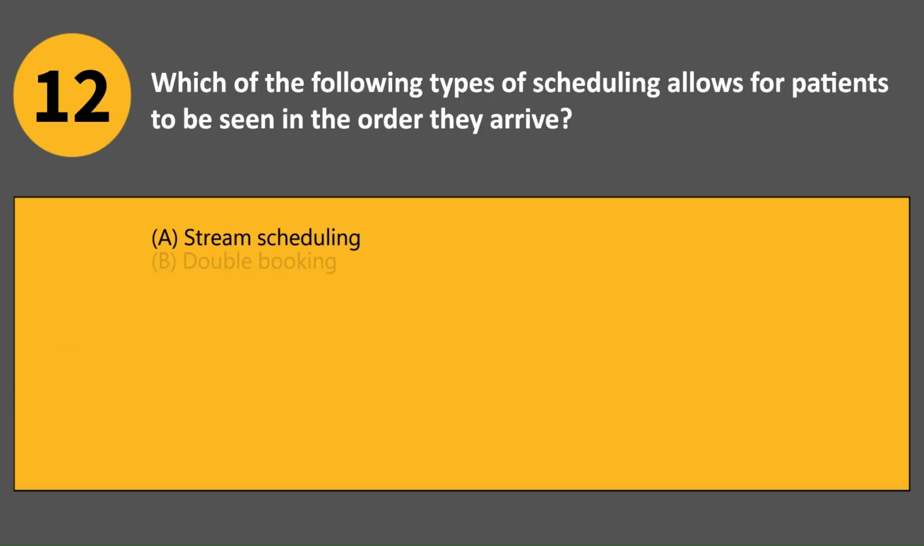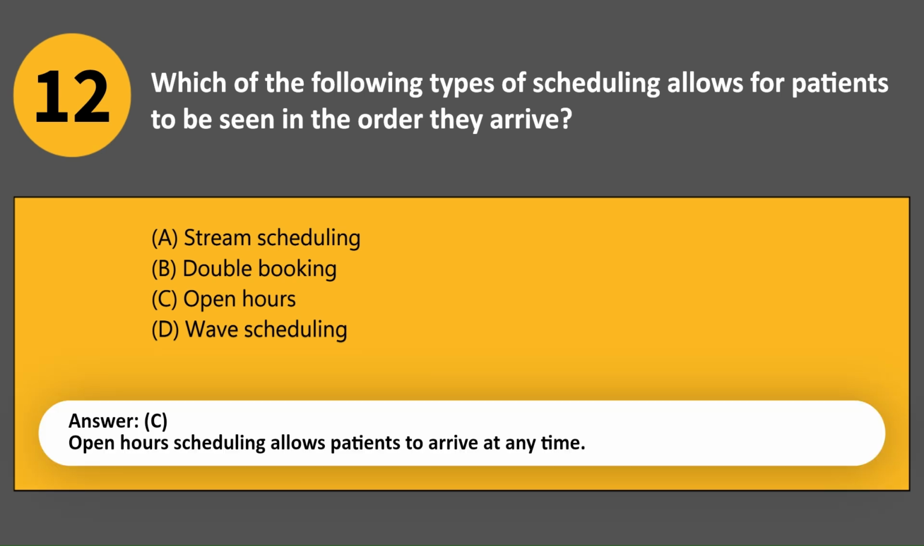Which of the following types of scheduling allows for patients to be seen in the order they arrive? A. Stream scheduling. B. Double booking. C. Open hours. D. Wave scheduling. Answer, C. Open hours scheduling allows patients to arrive at any time.